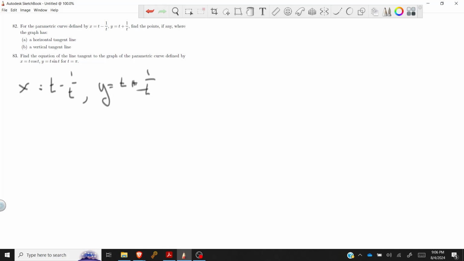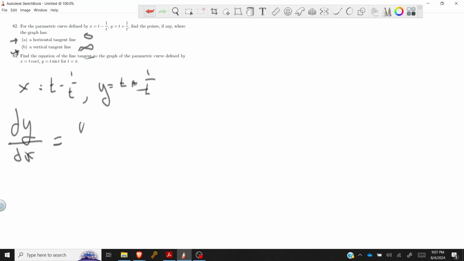So we need to find a horizontal tangent line and a vertical tangent line. Vertical tangent lines exist when the slope is infinity, and horizontal tangent lines exist when their slope is 0. And this is important because we're going to find the derivative of these equations and compare them to each other. This way we can set the top equal to 0 to get horizontal tangent lines and the bottom equal to 0 to get vertical tangent lines.